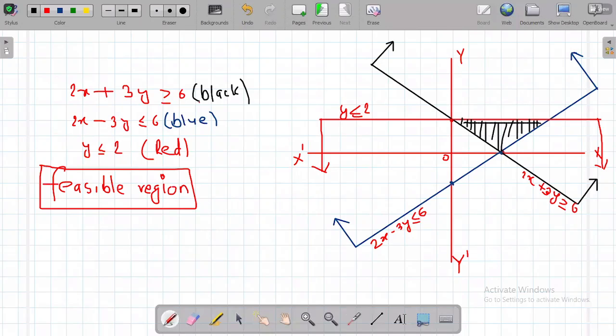Now, why did I not take this part? Because you can see the arrow is showing up, so I cannot touch this part. And this also I cannot take. This part also I cannot take because the first inequality is saying please go up. The first inequality is saying go up. You can see.